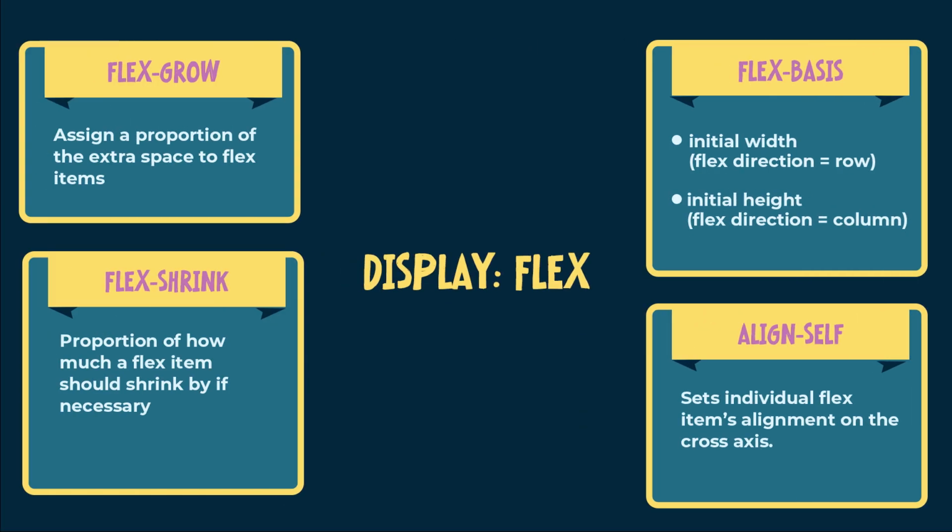So here's just a quick recap of all of the different advanced properties that are applied directly on the Flexbox items that we learned. Flex grow allows us to assign a proportion of the extra space to our flex items relative to other items. Flex shrink allows us to assign a proportion of how much a flex item should shrink by, if necessary, relative to the other items. Flex basis is the initial width if the flex direction of the parent is set to row, or the initial height if the flex direction of the parent is set to column. And finally, align self sets the individual flex item's alignment on the cross-axis.